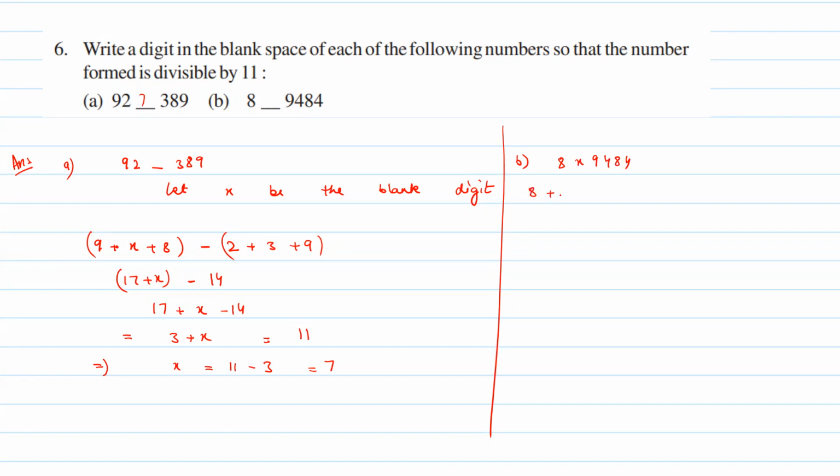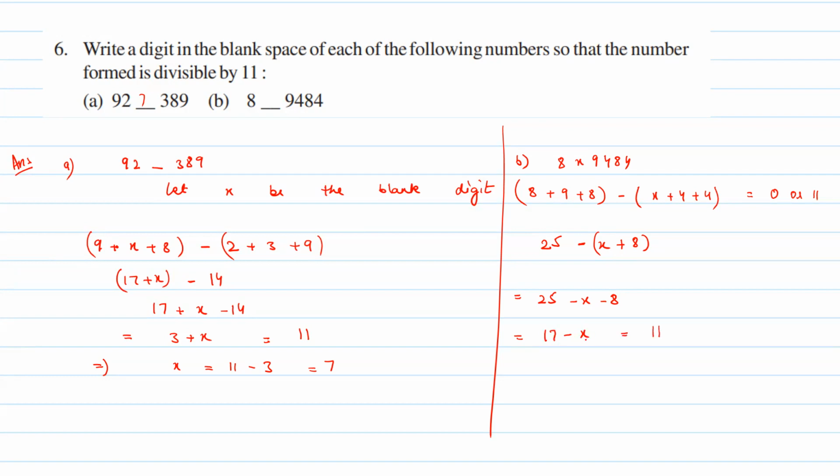So it will be 8 plus 9 plus 8 minus x plus 4 plus 4 should be equal to 0 or 11. Let's just write for the reference. It will be 8 plus 9, okay, 8 plus 8 is 16, plus 9 is 25, minus x plus 8. It should be equal to 25 minus x minus 8, which is 17 minus x should be equal to 0 or 11.